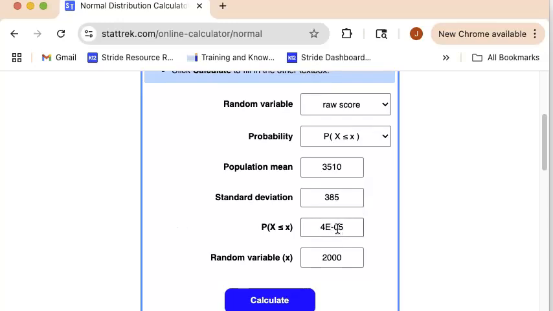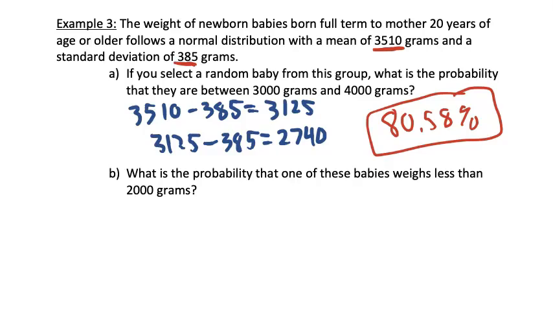You probably know in the calculator, that is shorthand for scientific notation. So that means 4 times 10 to the negative 5. So we could write that here as our answer: 4 times 10 to the negative 5, or in terms of probabilities, it's approximately 0, right?